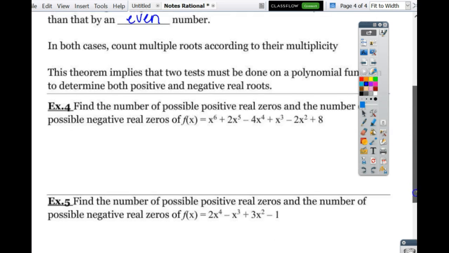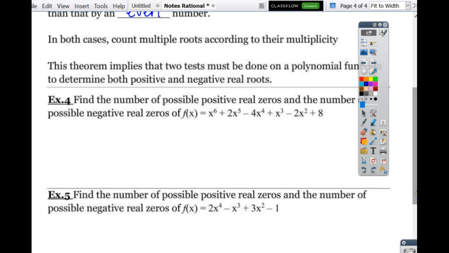So what we're doing now is this test tells you how many positive and how many negative answers you're going to have. And this is how it works. I'm going to do this twice. On the first one, I'm going to test a positive x. Is anything going to change if I put a positive x in here? No, with a positive, nothing changes.